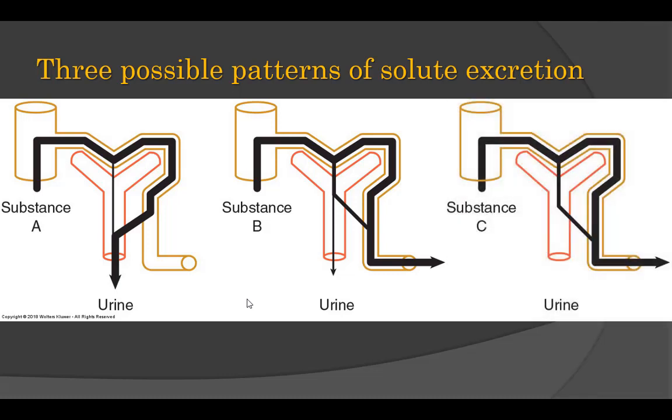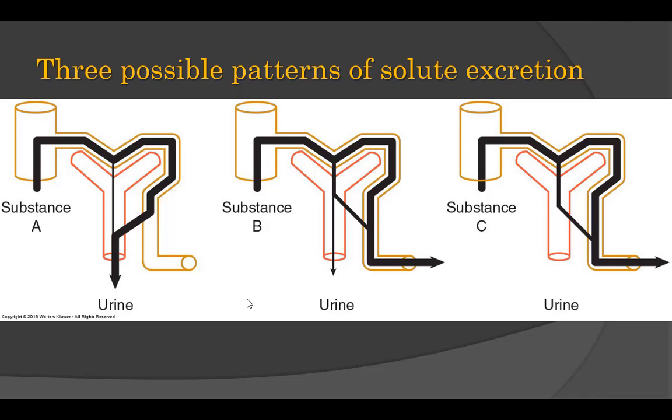This one. This substance was filtered at the Bowman's capsule. When it was passing through the tubules, all of it was reabsorbed. And it is now going back. So whatever amount came in the blood is going back in the blood. Nothing is removed from the body. Okay?